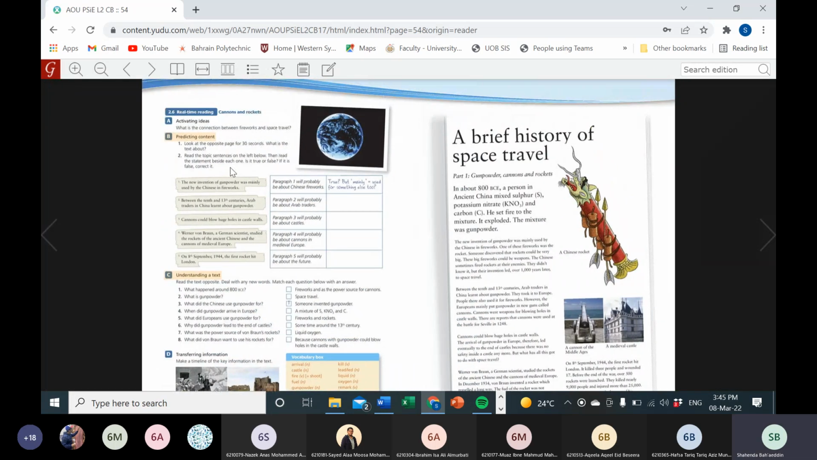Let me go to the first question. What is the connection between fireworks and space travel? Or let me go actually to the first question here. What is the text about? Is it about fireworks? Is it about space travel? Is it about cannons and rockets? Is it about gunpowder? What exactly is the passage about?